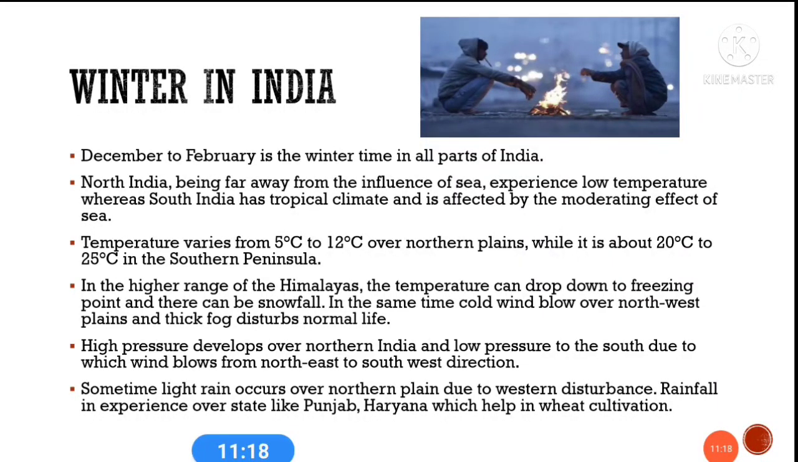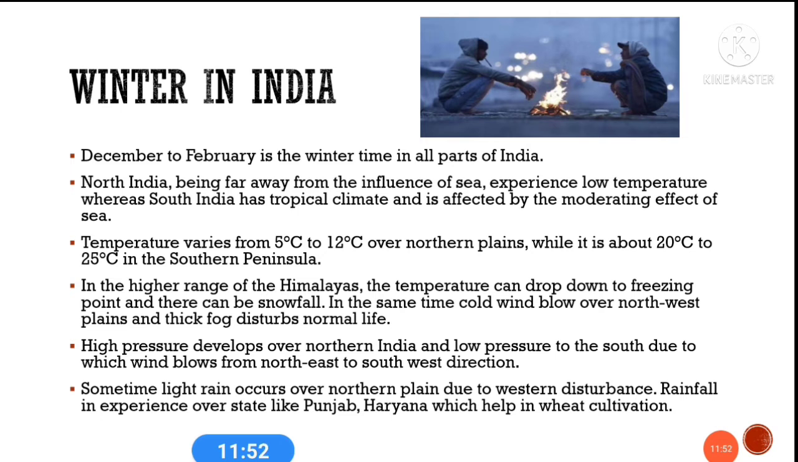Temperature varies from 5 degrees Celsius to 12 degrees Celsius over the northern plains, while it is about 20 to 25 degrees Celsius in the southern part of the peninsula. The temperature variation in the northern part depends on the place. At higher altitudes, the temperature may drop to 5 degrees Celsius, and even go below freezing point depending on the place. In the higher ranges of the Himalayas, the temperature can drop to freezing point and there can be snowfall.